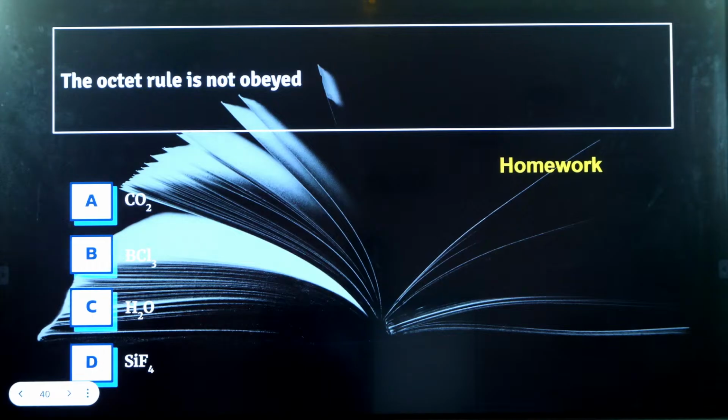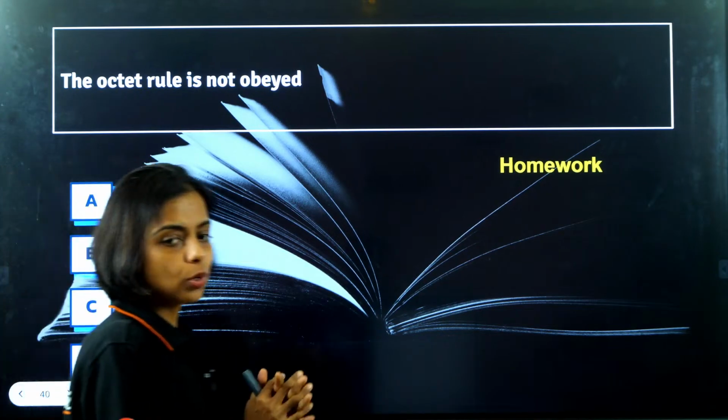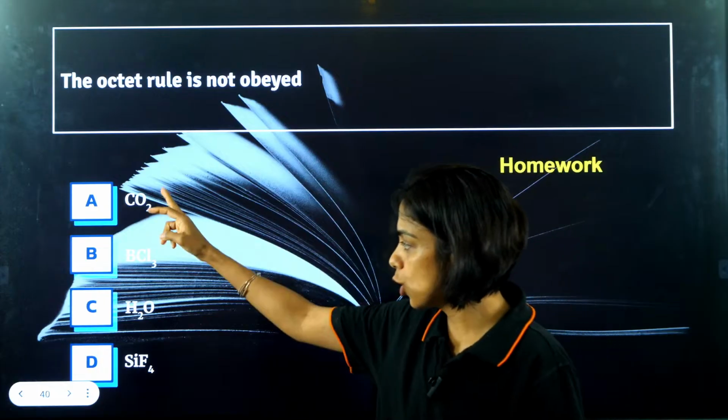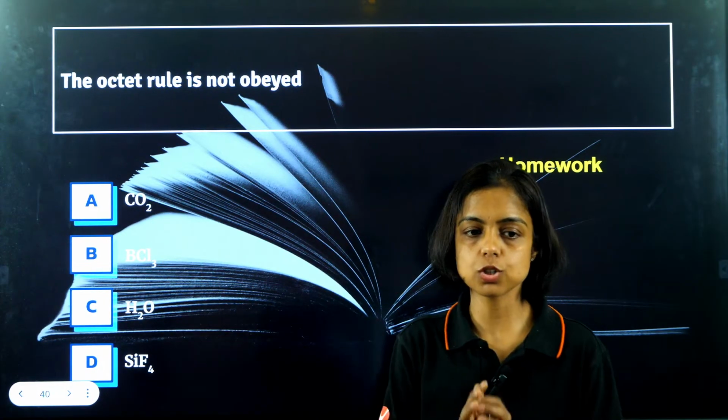Now the next is your homework question. The octet rule is not obeyed by CO2, BCl3, H2 or SiF4. This is the homework question.